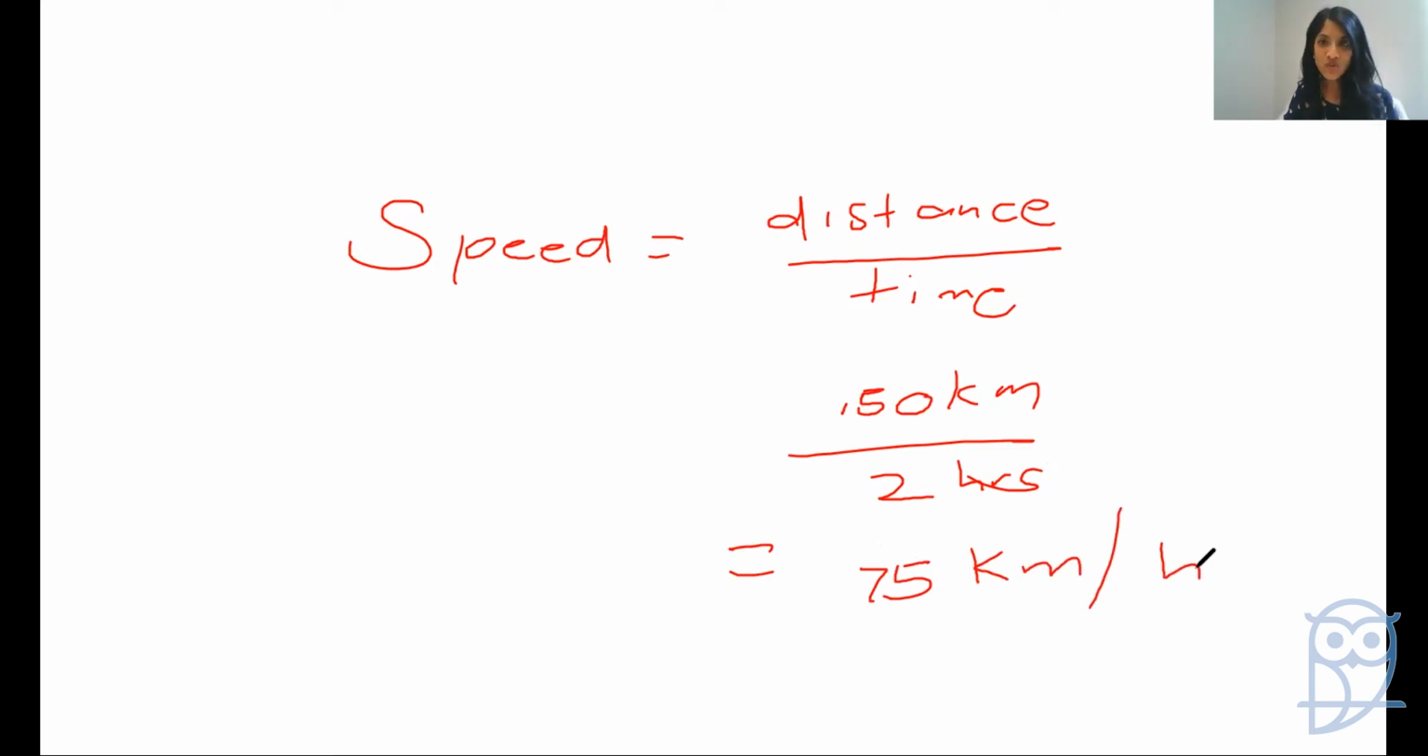Okay, the next question asks, how long does it take a train to travel 480 kilometers at a speed of 160 kilometers an hour? So they've given us distance, and they've given us speed, and they want us to work out time. So we're going to start off by saying time is equal to distance divided by speed.